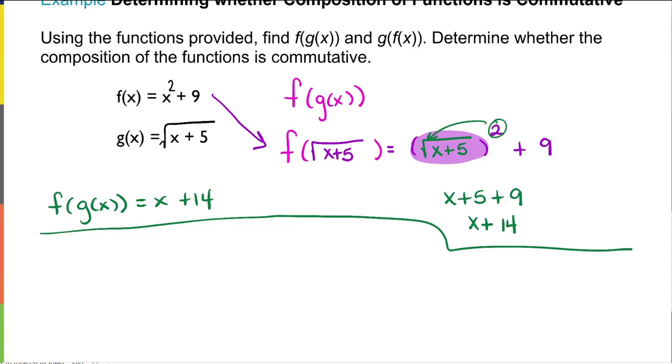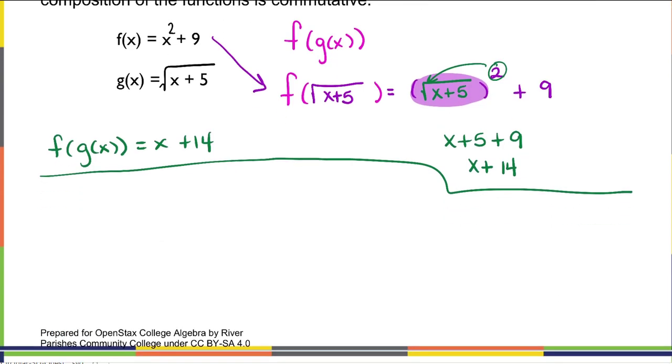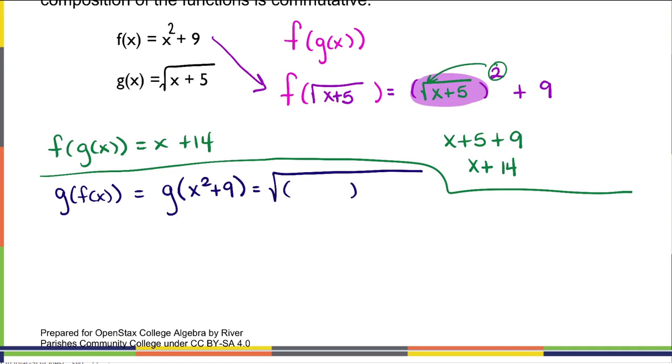Okay, so now let's do the opposite. Let's do g of f of x. That's where we take g and substitute in f of x, and f of x is x squared plus 9. We're going to substitute x squared plus 9 in for the x into the function g. So the function g is the square root of x plus 5, and right here, where the x was, we substitute x squared plus 9.